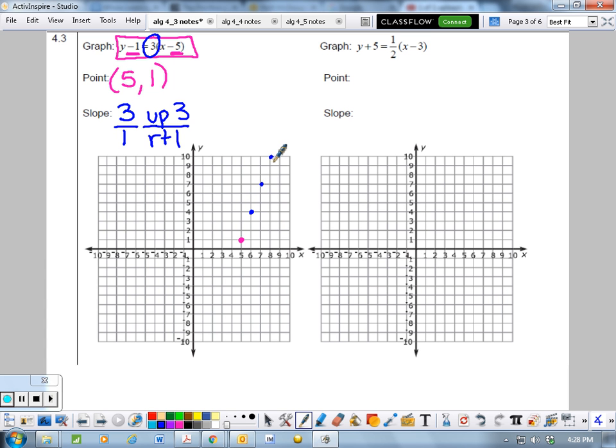Now, I don't only have to go that direction, because this is really the exact same thing as moving backwards. I can go down 3, left 1. So if I start up here, I can go down 1, 2, 3, left 1. Hey, there's my point. Down 1, 2, 3, left 1. I'm back to my starting point. I can, in fact, work backwards to find more points. Down 1, 2, 3, left 1.